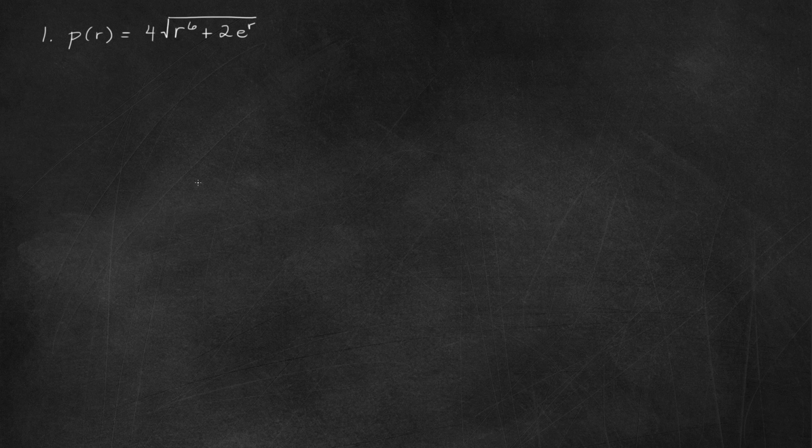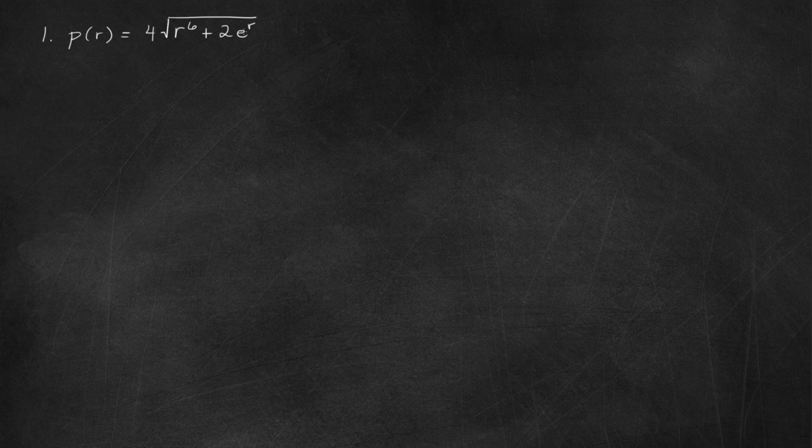All right, let's finish up our chain rule lesson with some more challenging examples. So we've got 5 more problems to work through. Number 1, p of r equals 4 times the square root of r to the power 6 plus 2e to the power r. I want to find p prime of r, or dp dr.